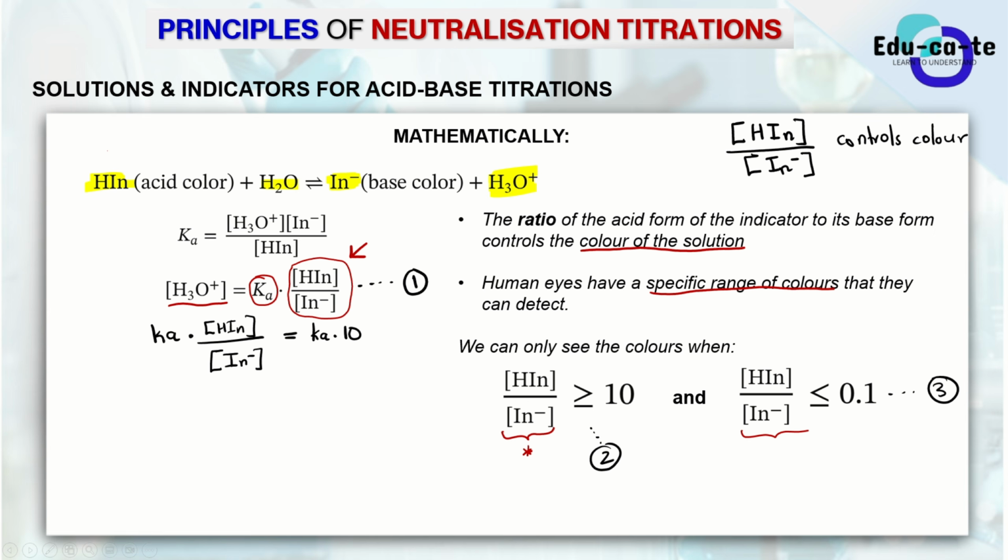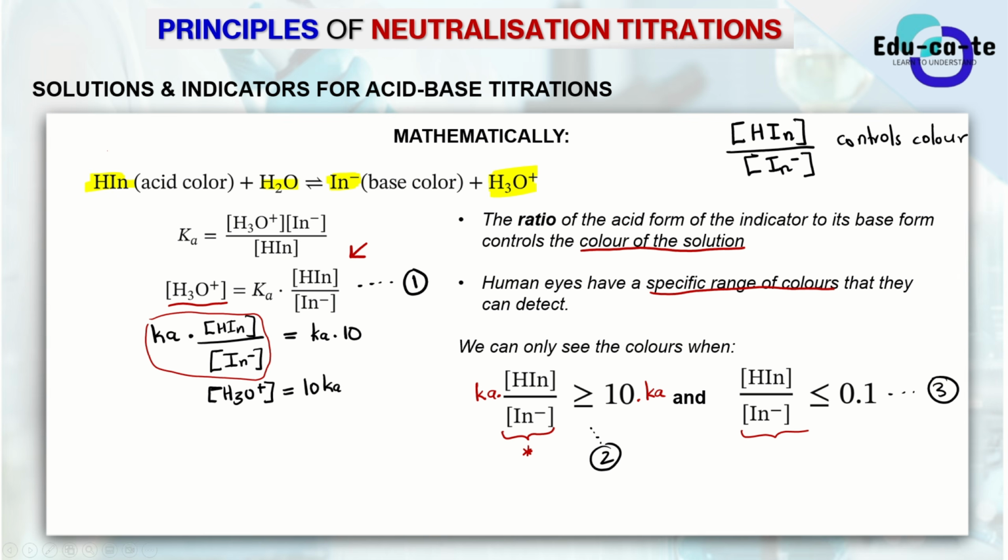How are we getting this? We just go to this equation exactly as it is and multiply by Ka on both sides. After multiplying by Ka on both sides, you already know what this expression is. This term is found in equation 1: Ka times HIn over In minus is equal to the concentration of the hydronium ions. So we replace this with the concentration of the hydronium ions, and they are equal to 10 multiplied by Ka.